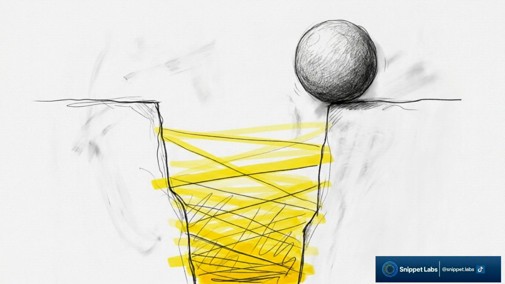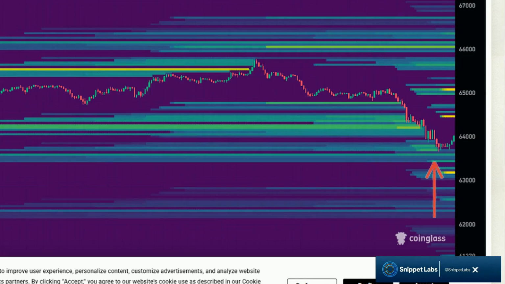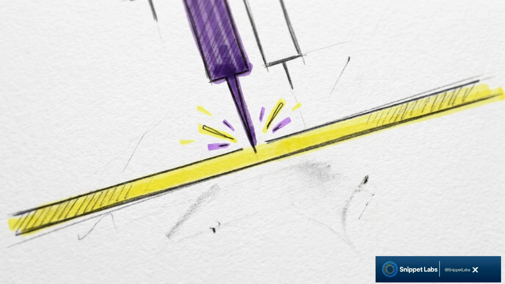This brings us back to the aggressive downward slice on July 24th. The mechanical trigger was price tapping the outer boundary of that 65.5K leverage band. Tapping that zone triggered a chain reaction.